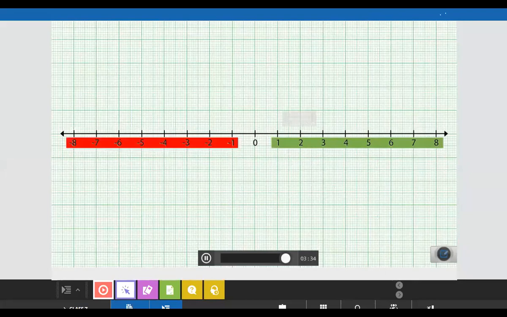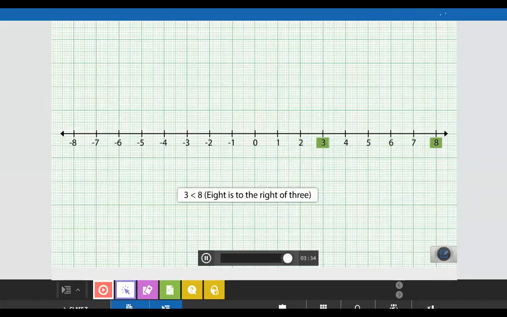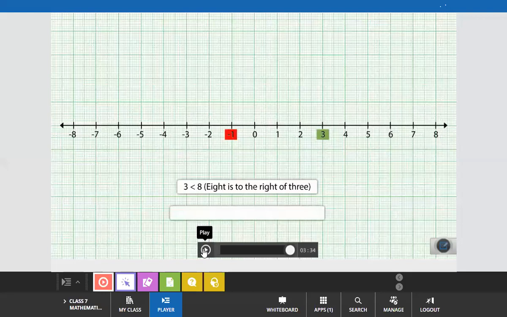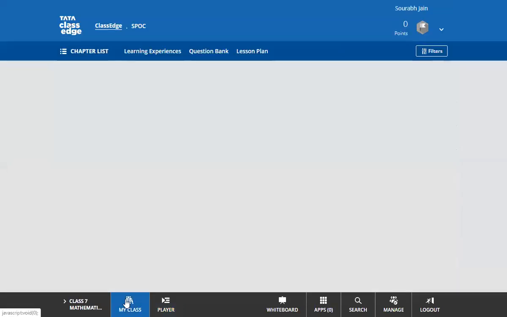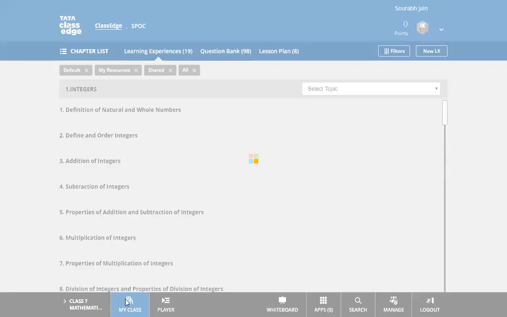Note that numbers to the right of a number on the number line are greater than the number. So as we go towards the right of the number line, the number becomes greater. As we go towards the left of 0, we get negative numbers. So on the number line, the left-hand side is smaller and the right-hand side is greater. As we go to the right-hand side, we'll have a greater number. As we go to the left-hand side, we'll have a lesser number.